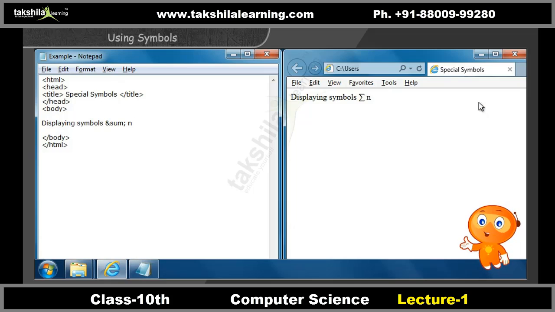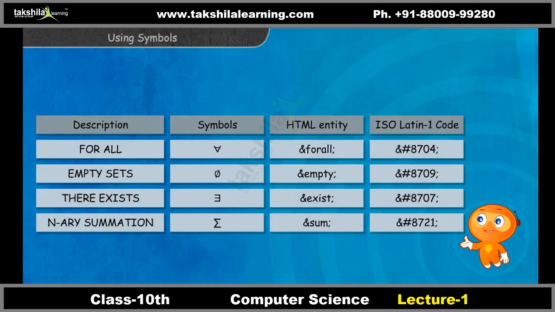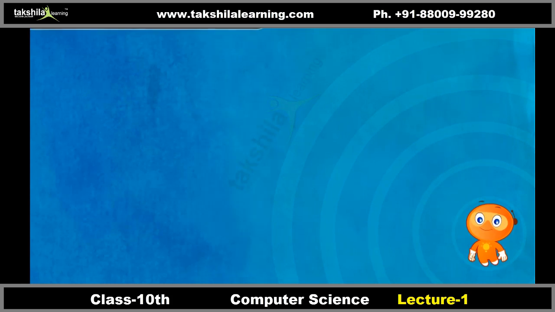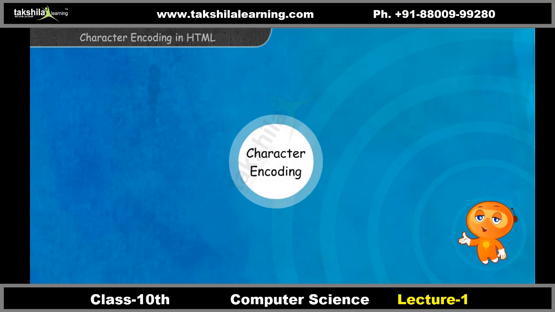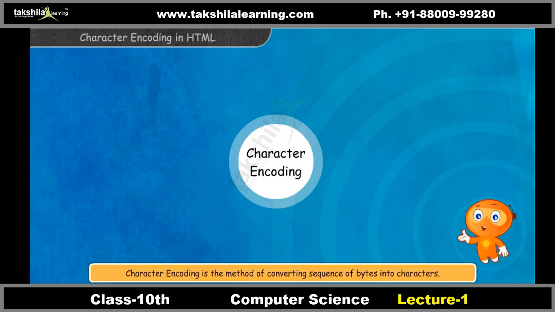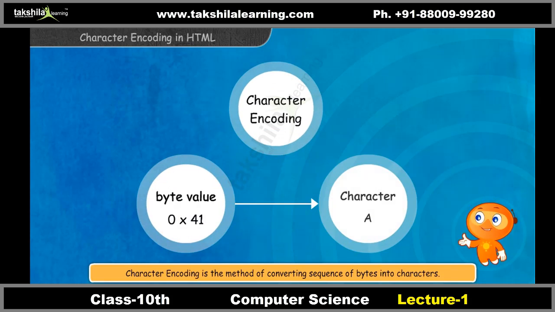Now, let's try the entity numbers in place of the entity names and see the output. You can see the output remains the same. Similarly, you can use the entities for other symbols. Now let us learn about character encoding in HTML. Character encoding is the method of converting sequence of bytes into characters.